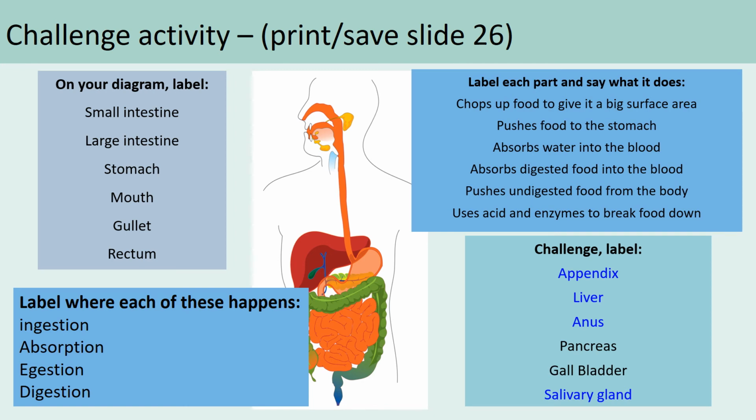Okay, now the last thing that I'd like you to have a go at is adding these labels. So where is the appendix? Where do you think the appendix is? You do not need to know that for the exam, but it is quite interesting because quite a few people have their appendix removed. Where is the liver in the diagram? Where is the anus? Where is the pancreas, the gallbladder, and salivary glands? So pause the video, have a go at adding it all on, and then we'll go over the answer.